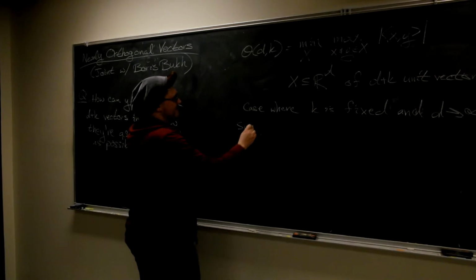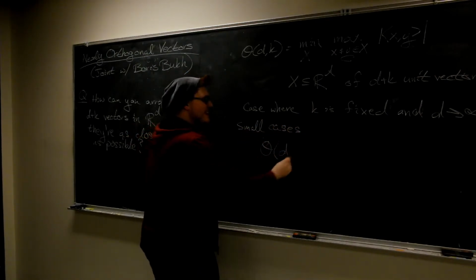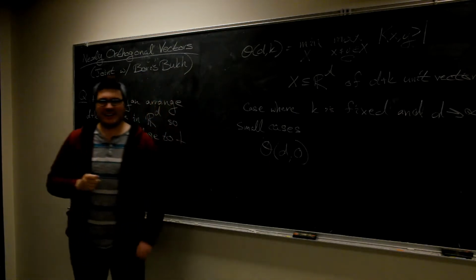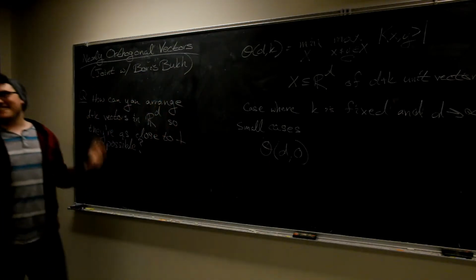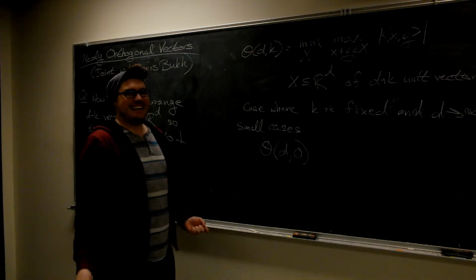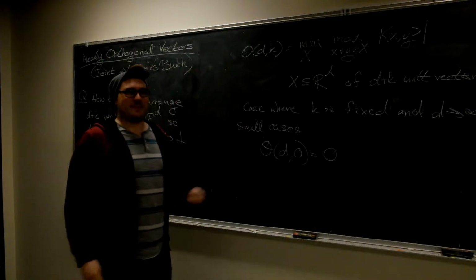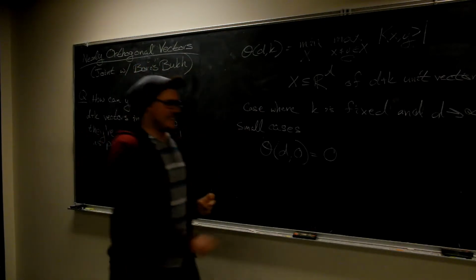Small cases. Theta of d comma 0. So I have exactly d vectors in R to the d. How closely to orthogonal can they be arranged? Well, I could just take a standard basis. All right, that answer is 0. That's pretty easy. Okay, next case.